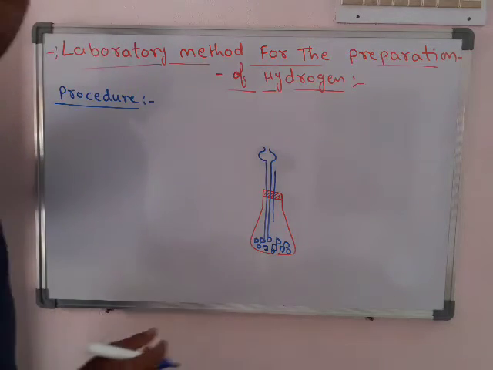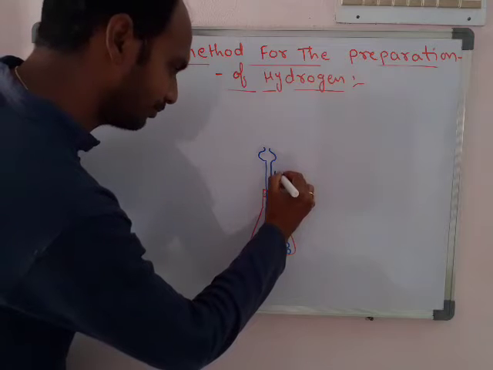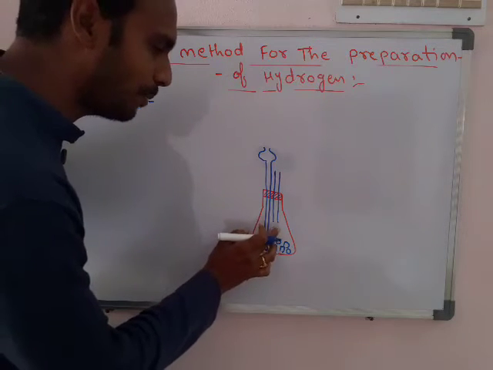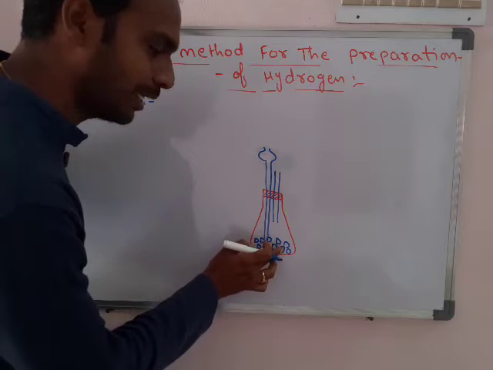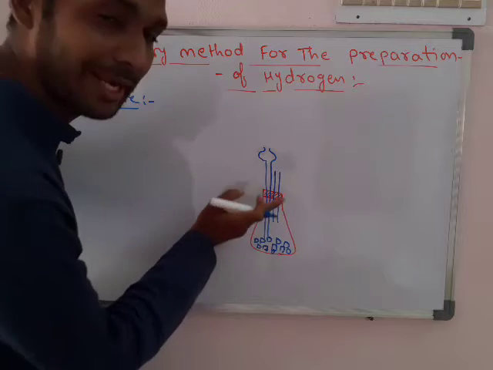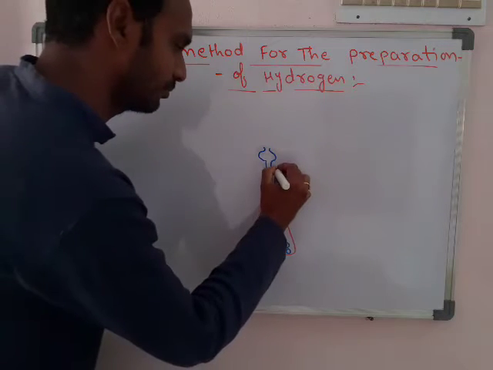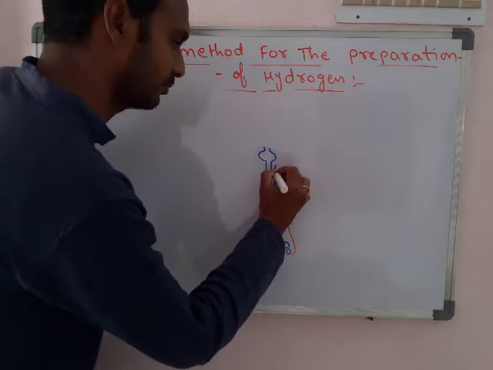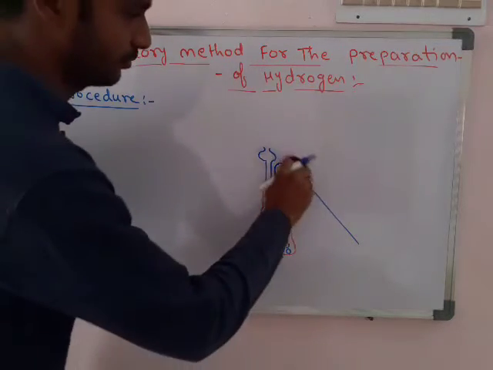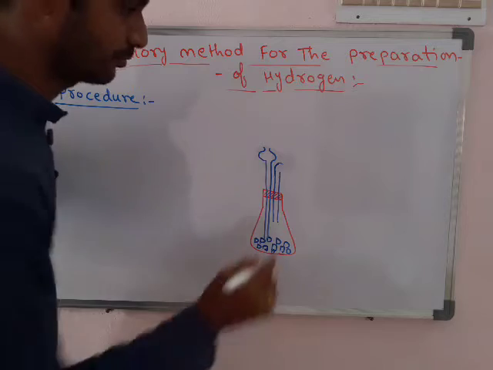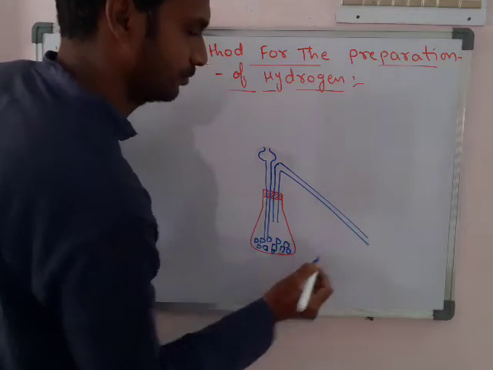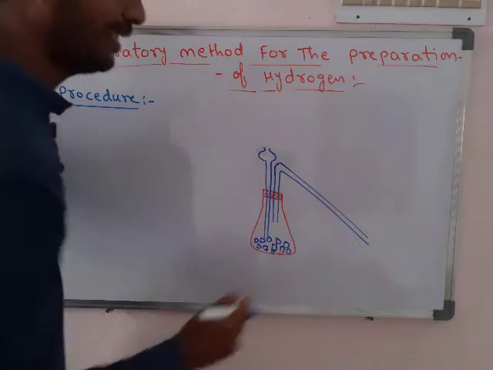The delivery tube should not dip into the granulated zinc. It should be a little higher, not touching the granulated zinc. This is called the delivery tube.